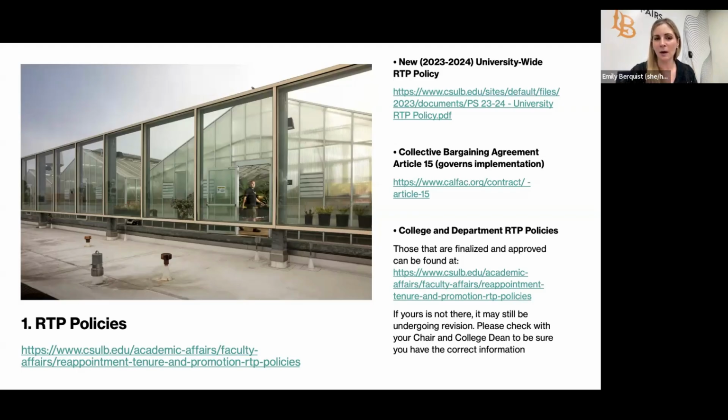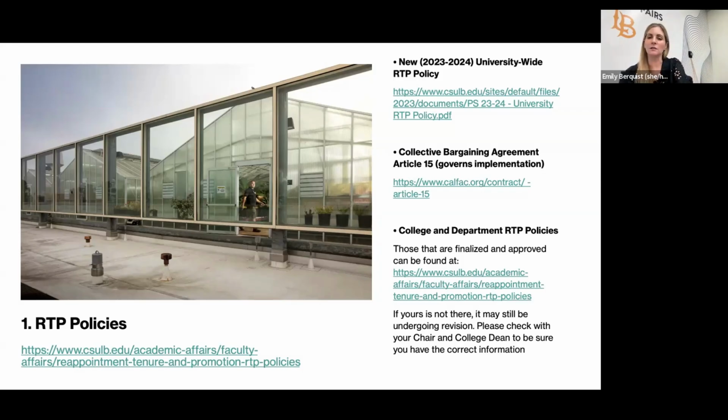Another thing that you're going to want to think about when you are looking at these policies is our California Faculty Association Union, our collective bargaining agreement, particularly Article 15. Article 15 governs the implementation of our RTP policies. So the university writes the RTP policy, and the collective bargaining agreement explains how it can and should be implemented. And then finally, of course, your college and department RTP policies.